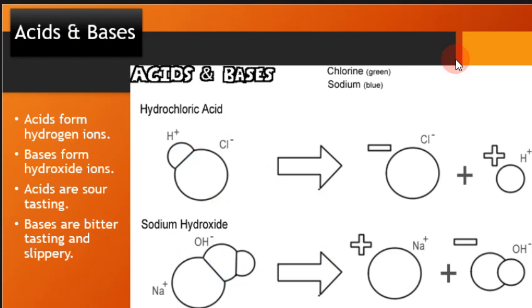All right, so we have acids and bases. Acids form hydrogen ions. So right here, that's called our acid part. So this is called an acid. And then bases form hydroxide ions, which is an OH with a negative charge on it. It's called hydroxide. Acids are known for tasting sour.